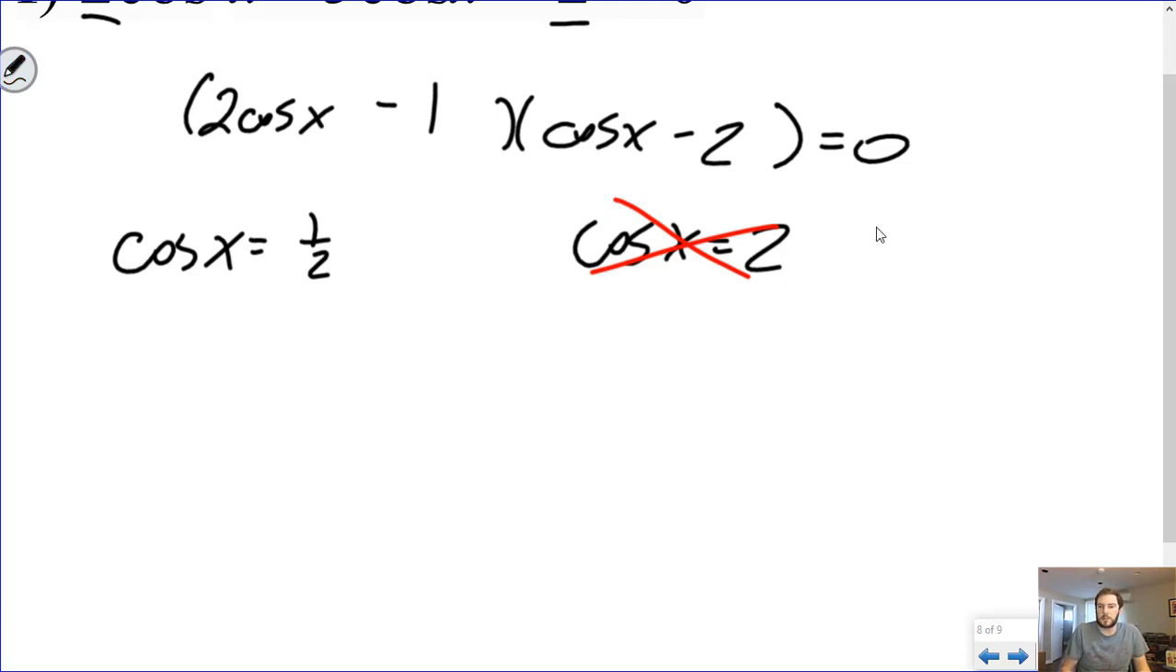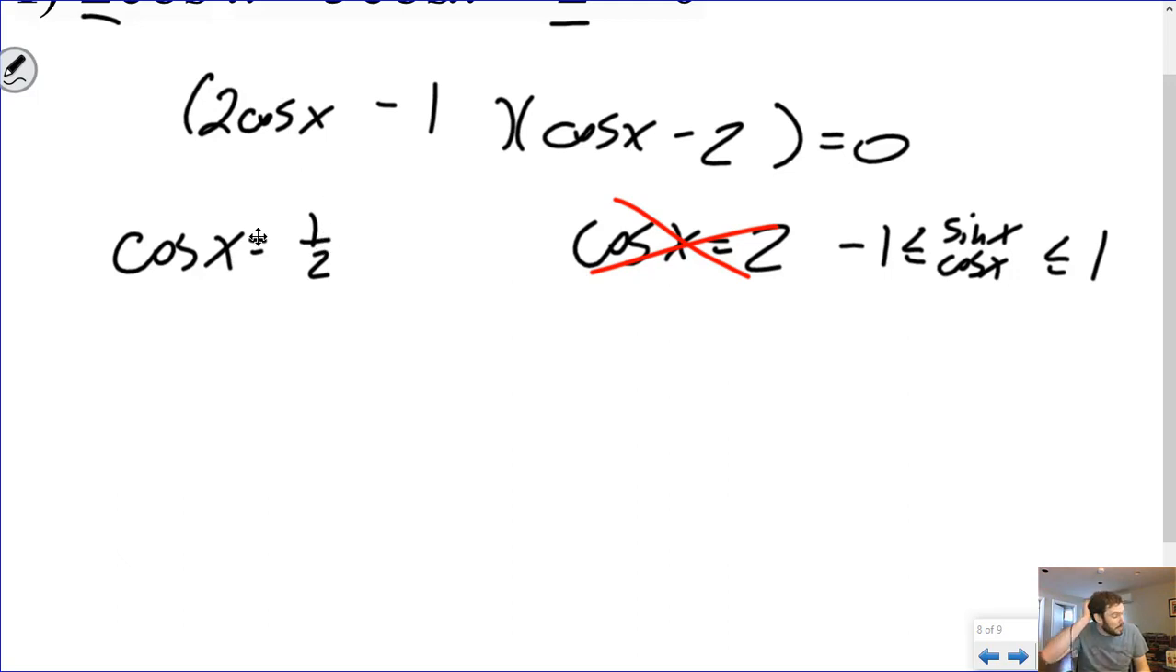The reason it has no solutions is that both sine x and cos x are always between -1 and +1, right? Sine x and cos x can never be less than -1. They can never be more than 1. So when I see a question like this where I get cos x is equal to 2, right away I know there's no x values that's going to satisfy this equation. So then let's go over here.